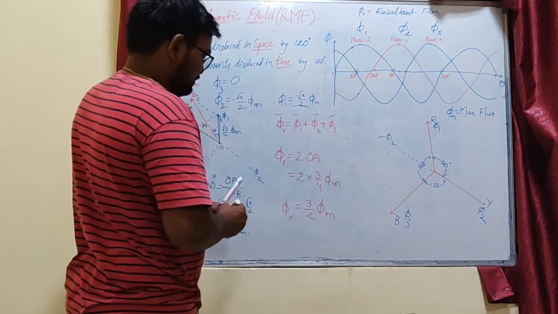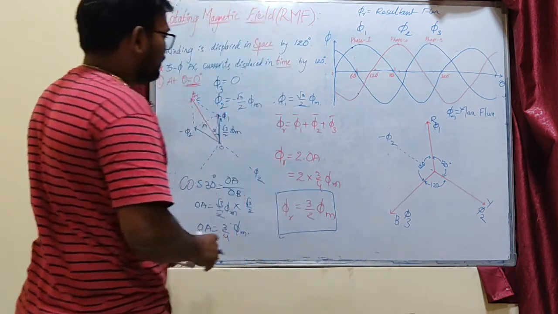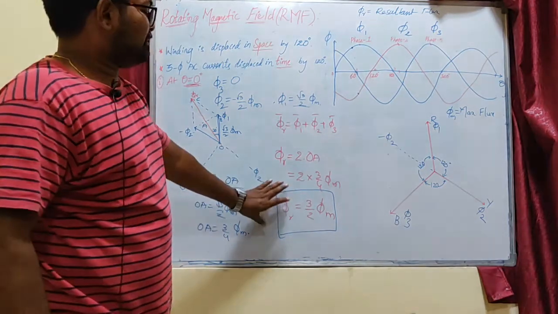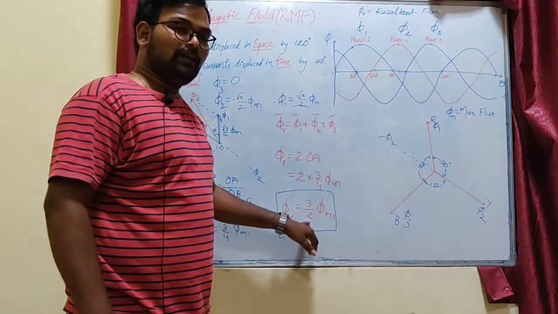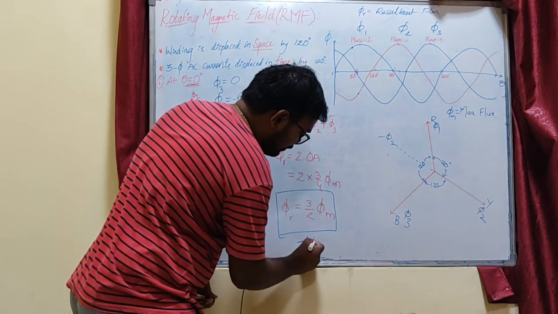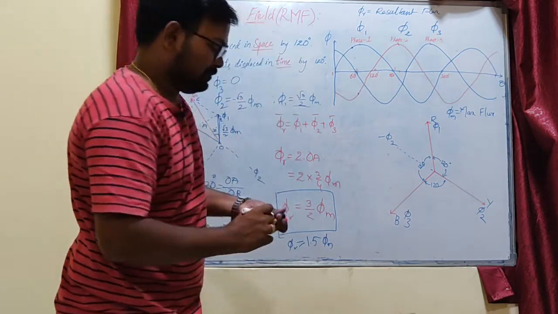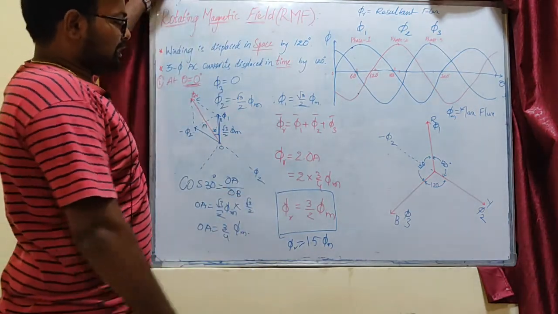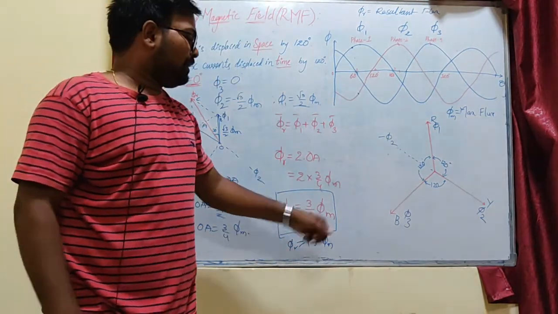Okay. So, this is the same value which I got at the first instance. That means, the resultant flux in the air gap is always a constant value, which is 3 by 2 φm, which I can also write as 1.5 times maximum flux. The resultant flux in the air gap in the induction motor, when we apply 3-phase supply, is always constant, that is 3 by 2 of its maximum value.